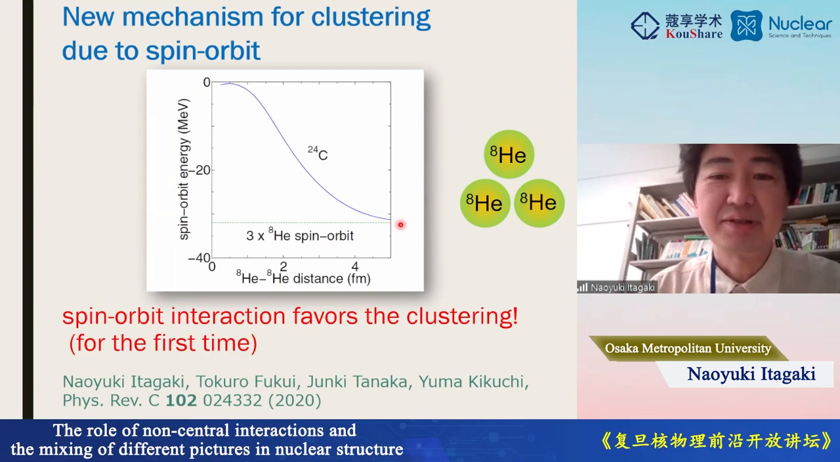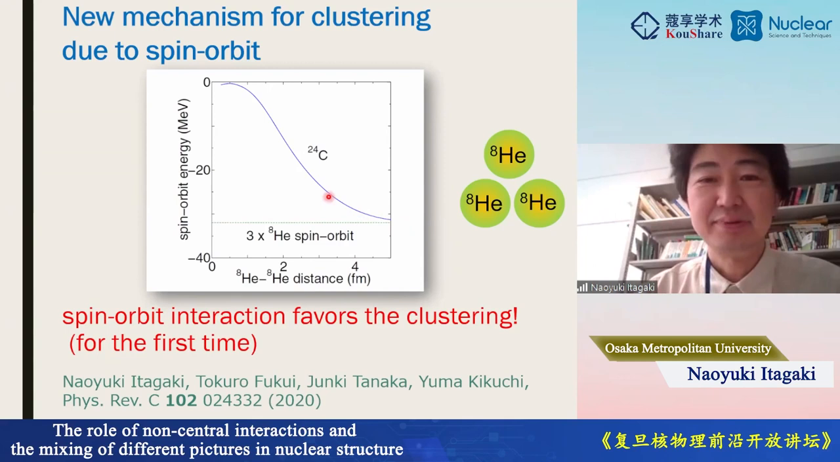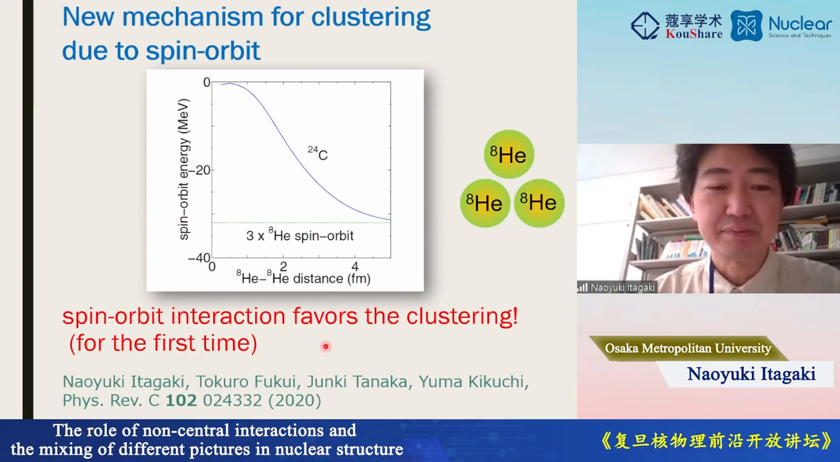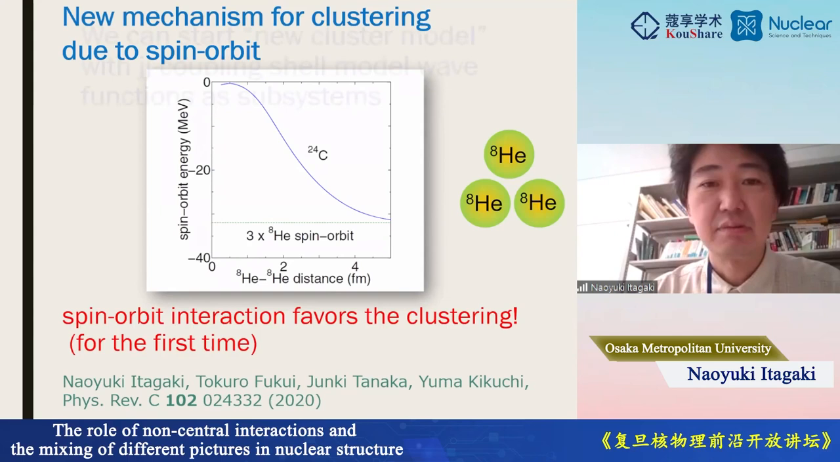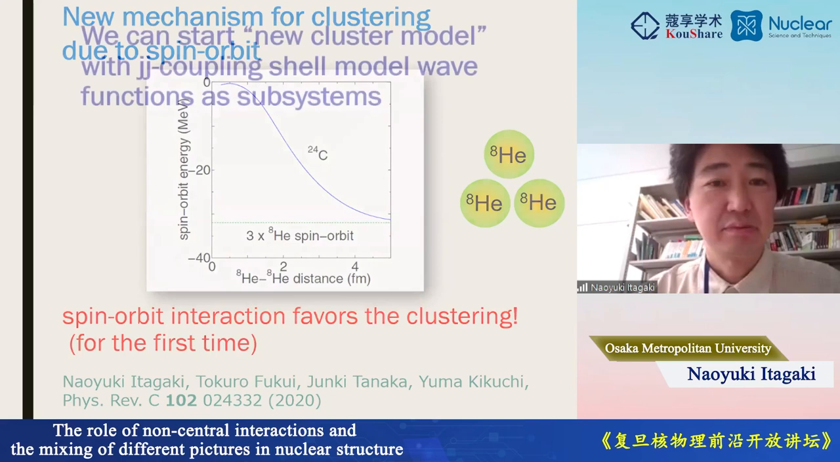They occupy some strange orbit. That's why they want to be free helium 8. So the spin-orbit interaction favors the clustering for the first time in my personal history. It always breaks the alpha cluster, but for the first time, it favors the clustering. So this is a new mechanism that we published 2 years ago. So helium 8 wants to be a kind of free helium 8 due to the spin-orbit.